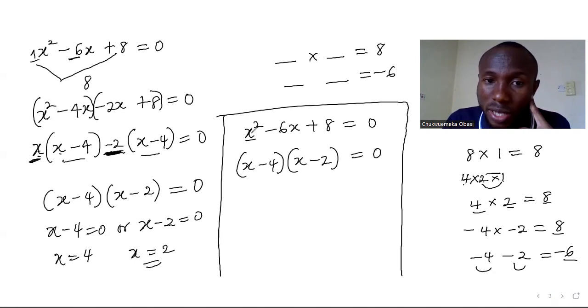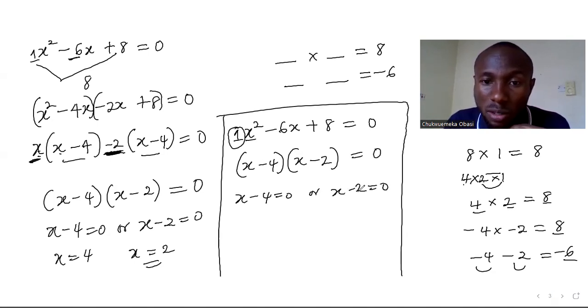And because the coefficient of x squared here is 1, you can't divide everybody by 1 because it's not significant. Don't worry, in the next example, you will see the reason why we need to divide everybody by the coefficient of x squared. And you see how I divide it. Now equate them to 0, so you have x minus 4 equal to 0, or x minus 2 equal to 0. So x is equal to 2 and x equal to 4.